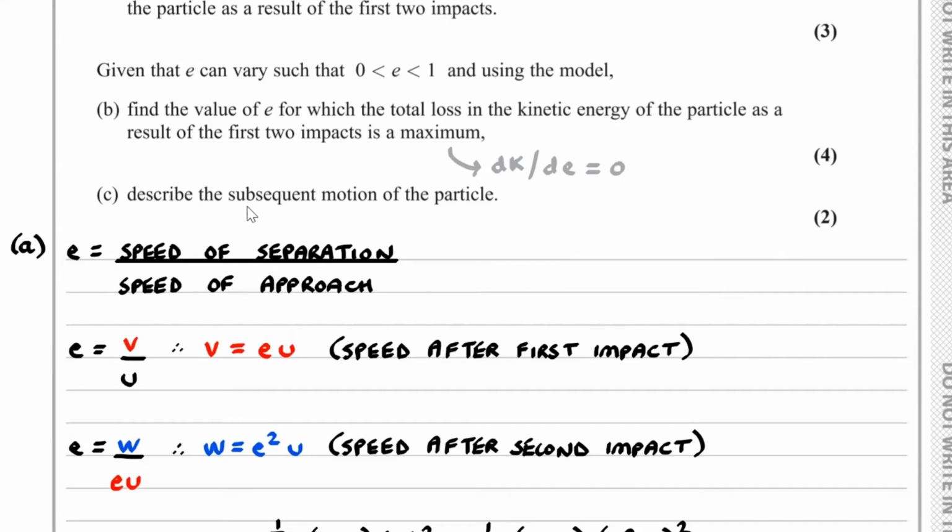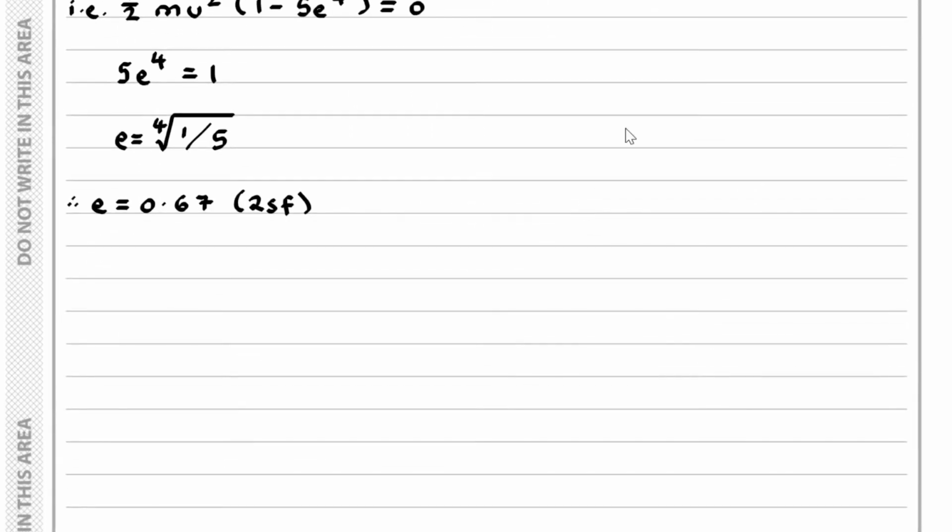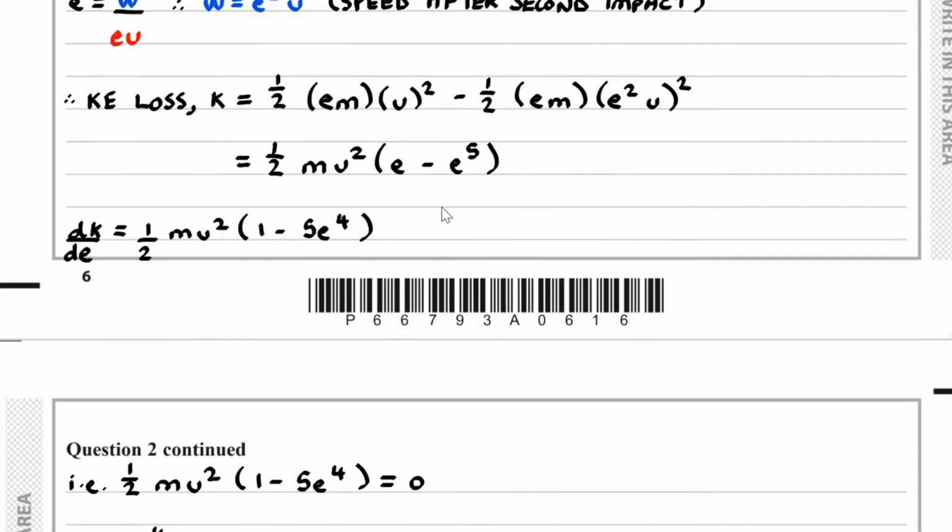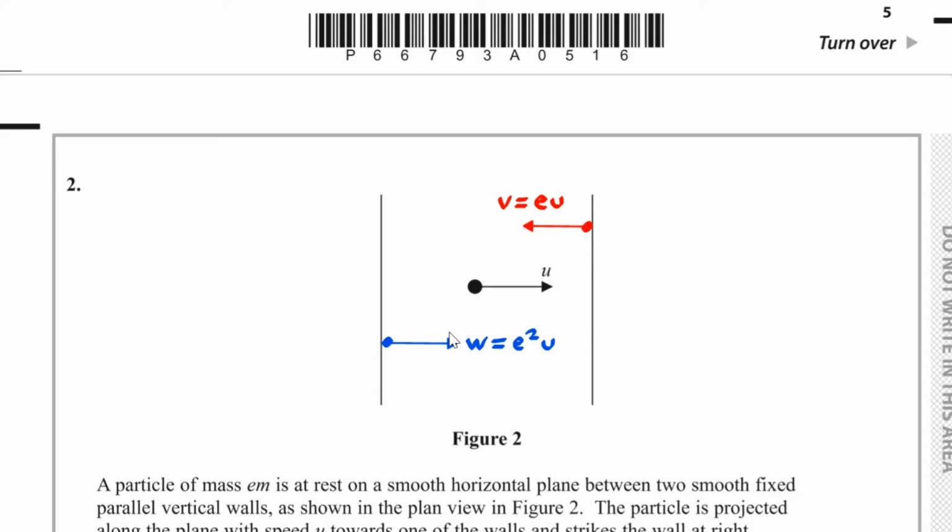Now for part C, we have to describe the subsequent motion of the particle. First of all, the particle will continue to bounce off each wall indefinitely. So once it goes back to this wall, it goes back here, and then it goes back here, and so on and so forth. But what would happen each time, because E is in between 0 and 1, for the next bounce we would have E cubed U, and so on and so forth.